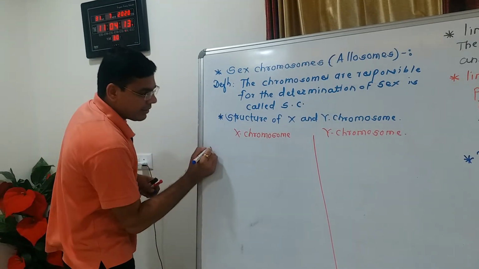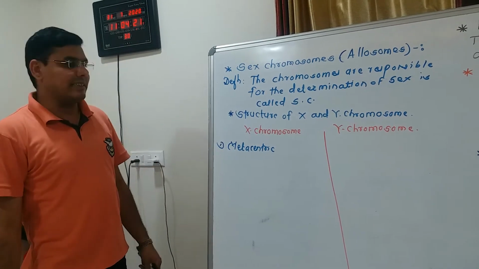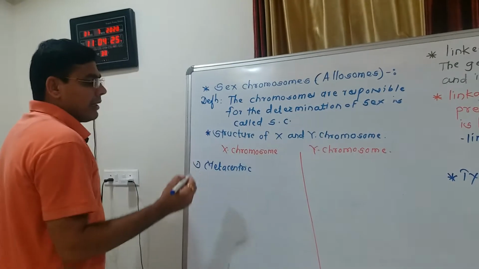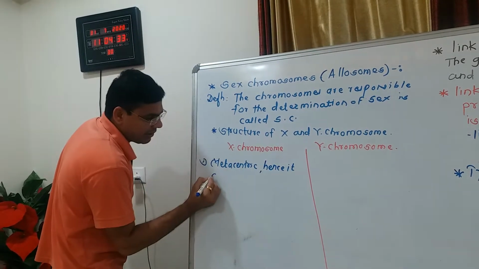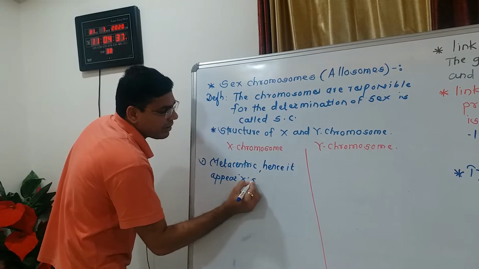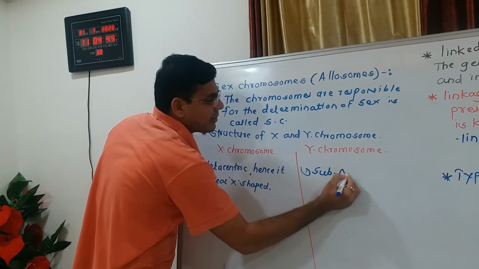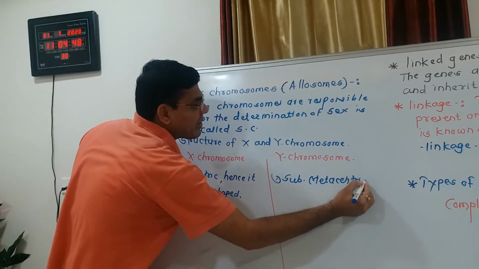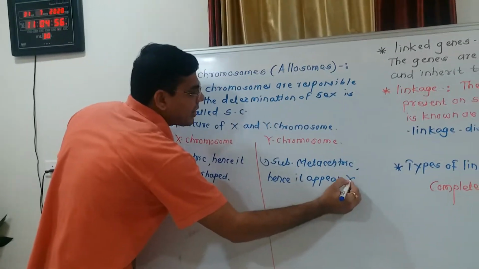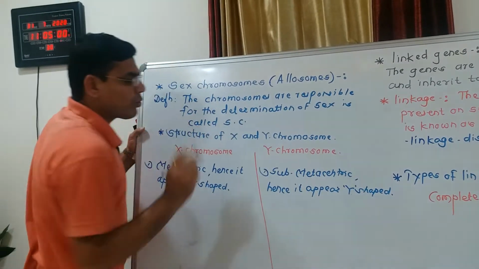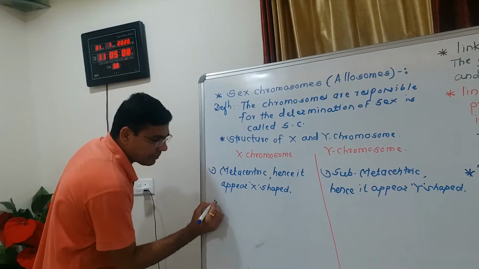First, the X chromosome is metacentric, so it appears X shaped. Okay, but the Y chromosome is submetacentric, hence it appears Y shaped. Hence it is also called Y chromosome, and the X chromosome appears X shaped, hence it is also called X chromosome.